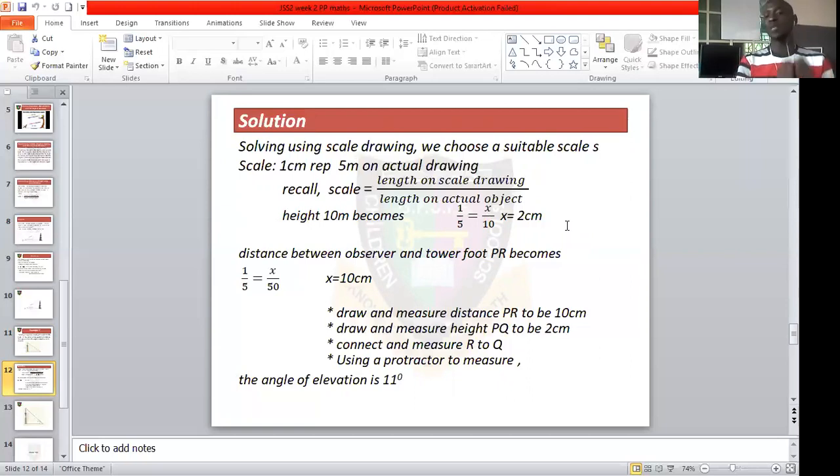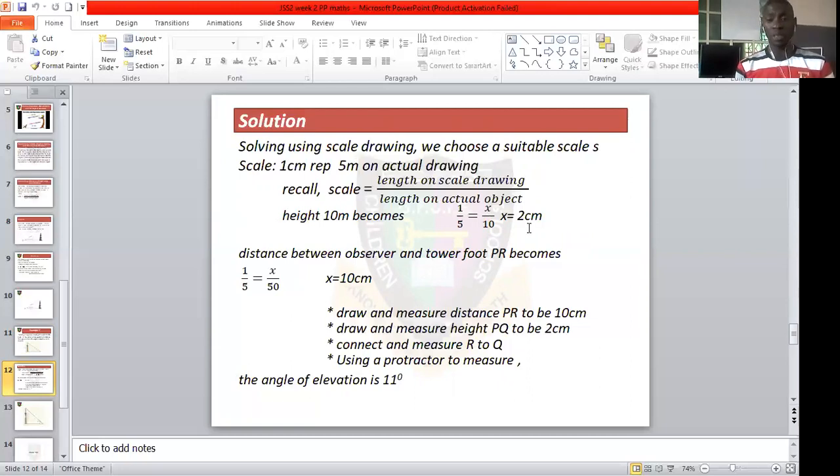1 centimeter represents 5 meters, so 5 meters equals what? X. We are trying to get our height in X centimeters on our scale drawing. Solving using cross multiplication and making X the subject of the formula, you will have your X to be 2 centimeters.